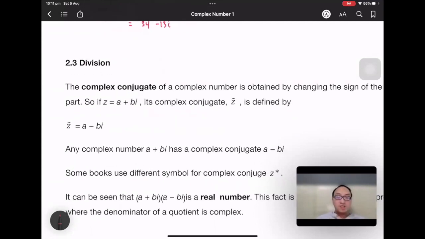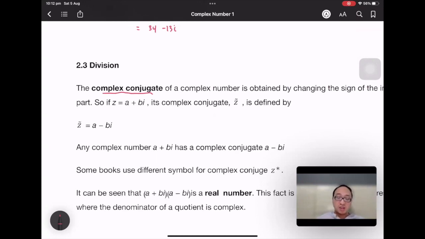Next, for division, we cannot have a complex number in the denominator. So we cannot divide a number by a complex number. So we need the help of a number to remove the complex number in the denominator as a divisor. That number is called the complex conjugate.